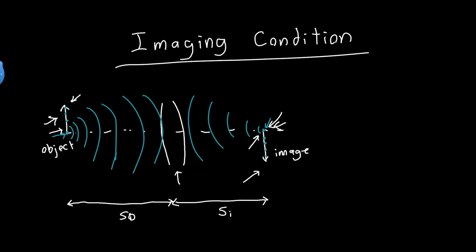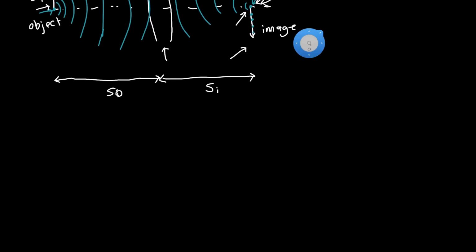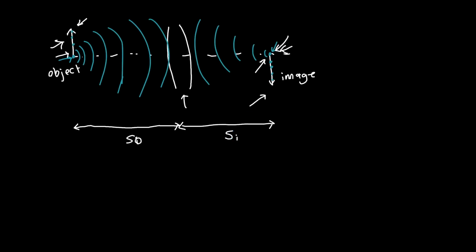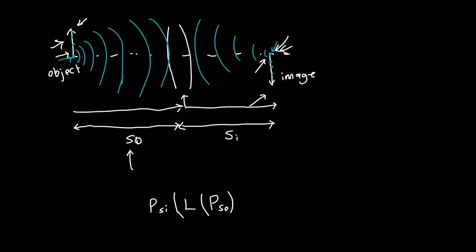So how do we do this? Well, the easiest way is probably to use a ray transfer matrix. So we see that we're going to be propagating a distance SO. That's the first thing that happens in our system. We propagate a distance SO, and then we go through a lens. So this L is a lens matrix. And then we propagate another distance SI. And so this is our overall ray transfer matrix. I'm going to call this T.